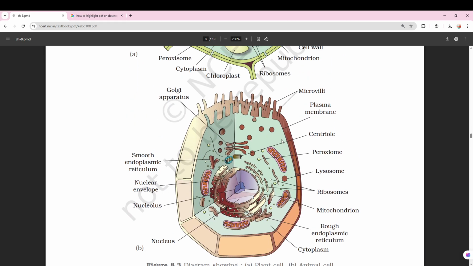And this is the animal cell, distinct from the plant cell. This is the Golgi apparatus. This is the mitochondria. These are the ribosomes, rough endoplasmic reticulum, nucleus, nucleolus, nuclear envelope, smooth endoplasmic reticulum, microvilli, and a centriole which is absent in plants.